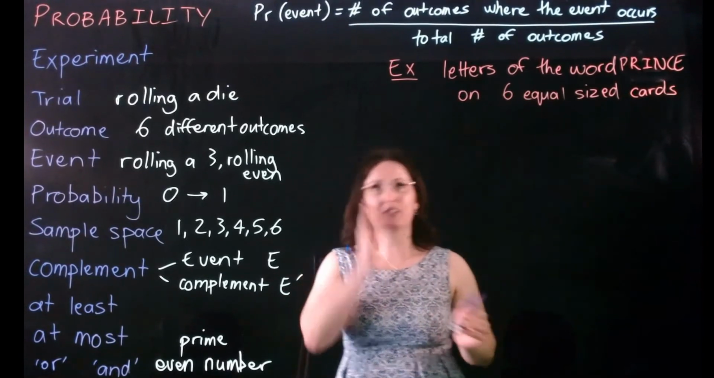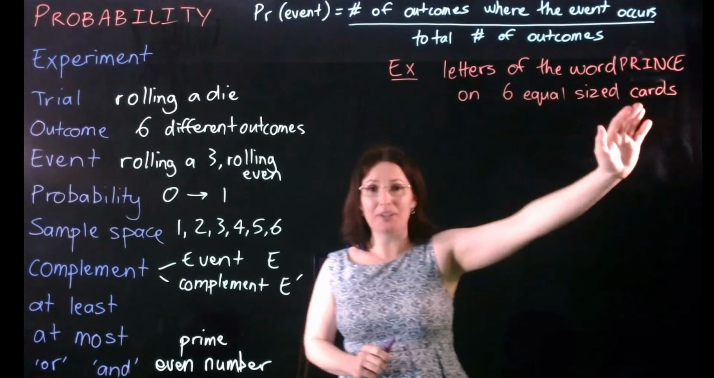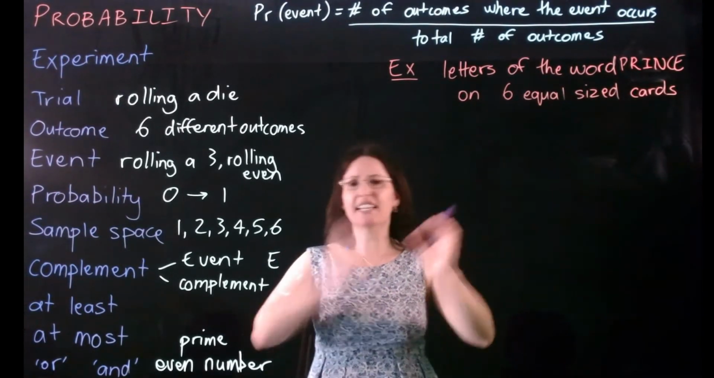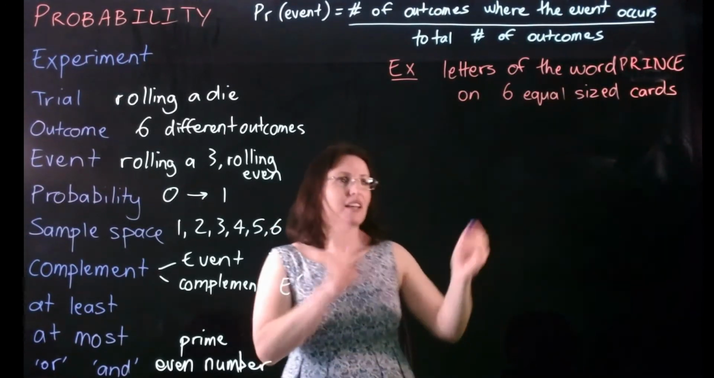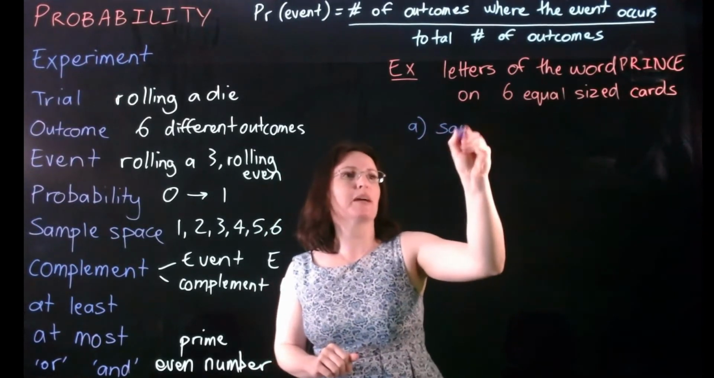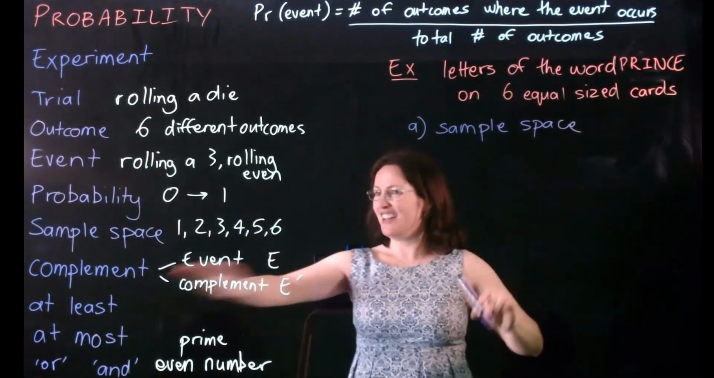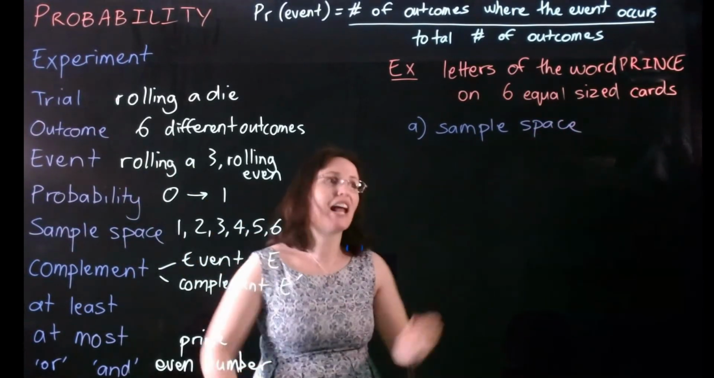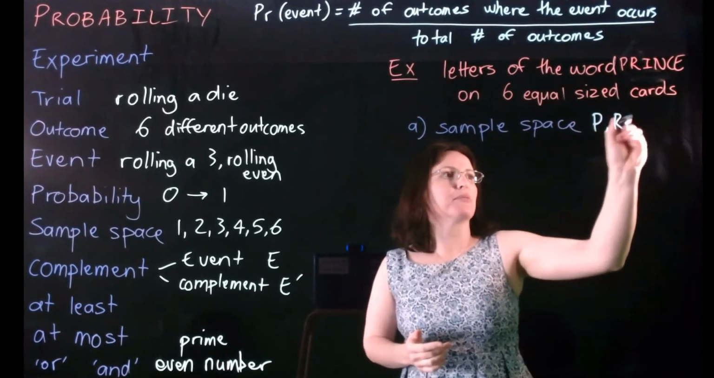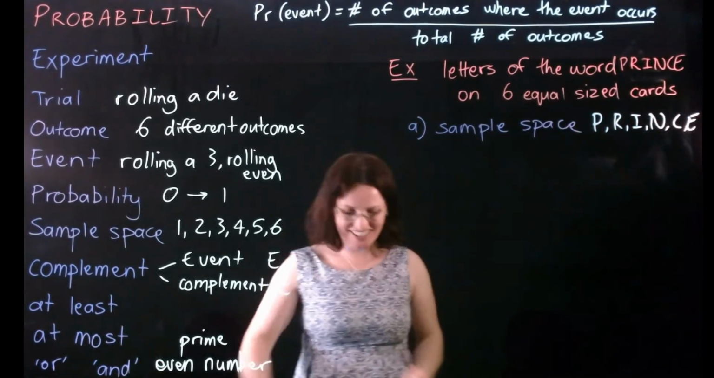Let's get into an example and do it. So here's our example. If we had the letters of the word PRINCE, P-R-I-N-C-E, and they're written on 6 equal size cards, and they're going to be chosen out randomly, things you might get asked to work out. So first of all, if you had to write out the sample space, what is the sample space? It's listing all the possible different outcomes that you could get. So here, it's all the different letters. Often we separate that with a comma, P-R-I-N-C-E.